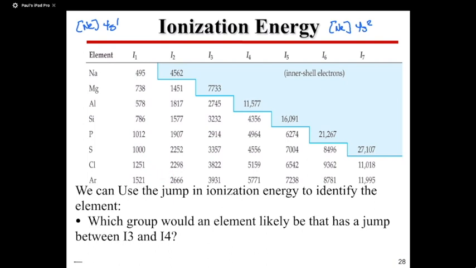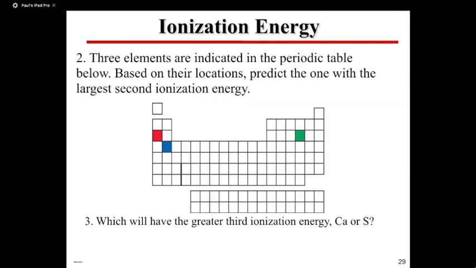That's because of another property that elements have. You can get to a place where it does start costing us even to take the first one away. So, below I have 3 elements labeled red, blue, and green. Which one has the largest second ionization energy? Would it be red, blue, or green?